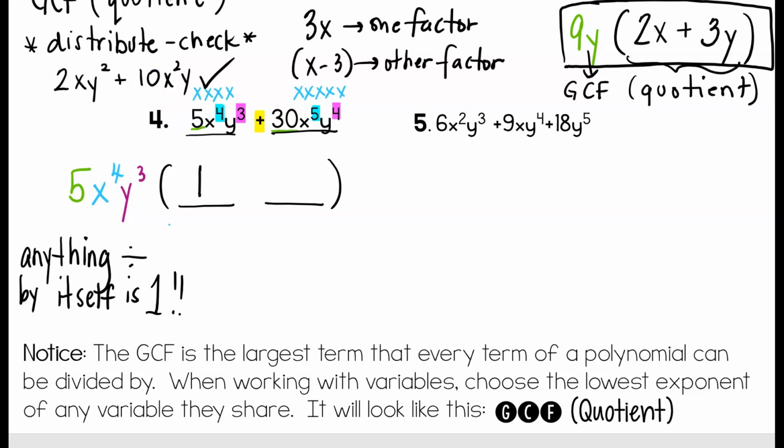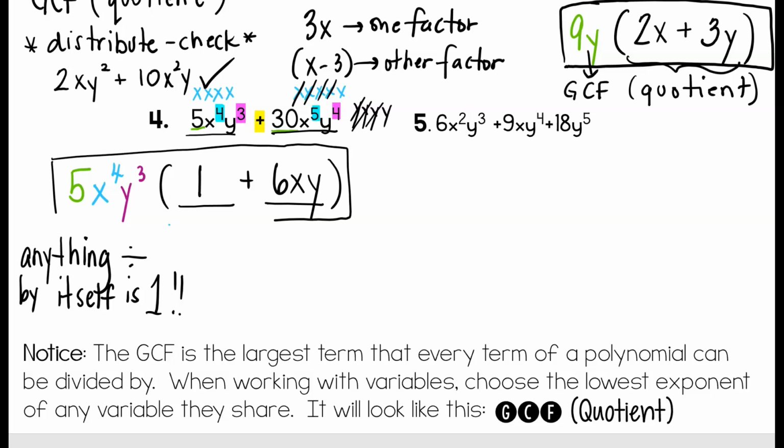Okay, now we have a positive second term. So a positive divided by a positive will be positive. 30 divided by 5 is 6. This had 5 x's, and we really are only removing 4, which leaves us with an x. This has 4 y's, but we're only taking away 3 of them, which leaves us with a y. So these are your factors completely factored.